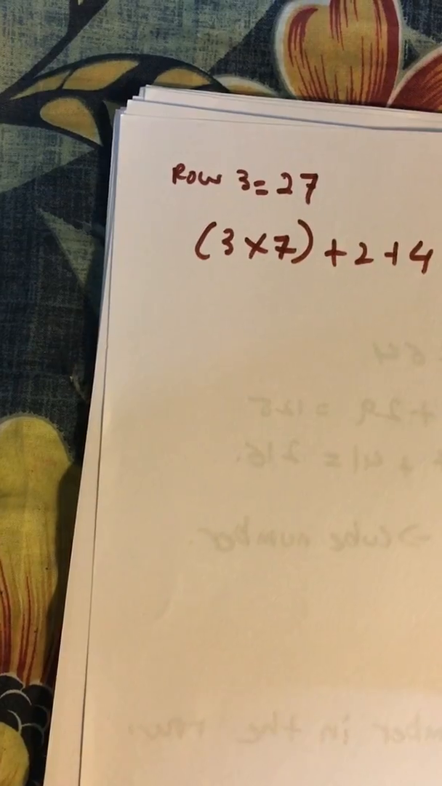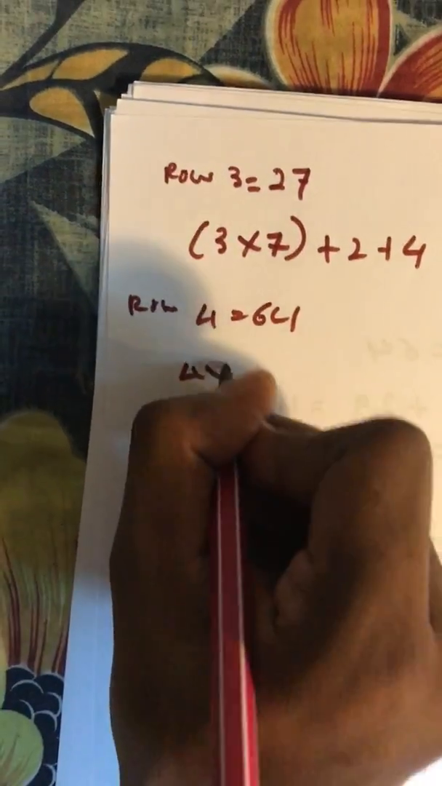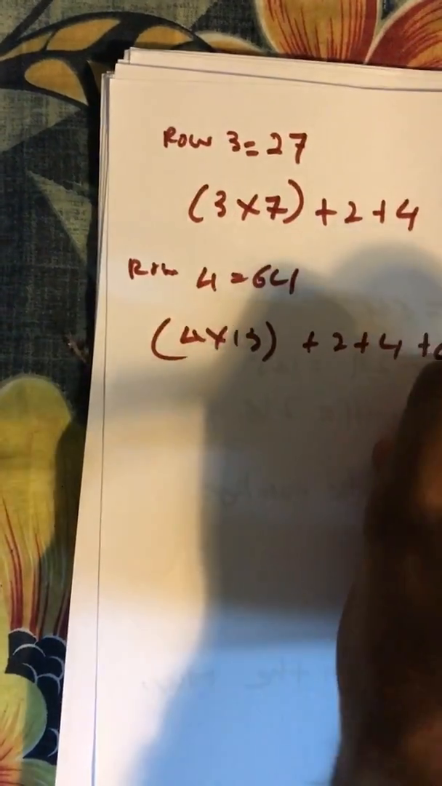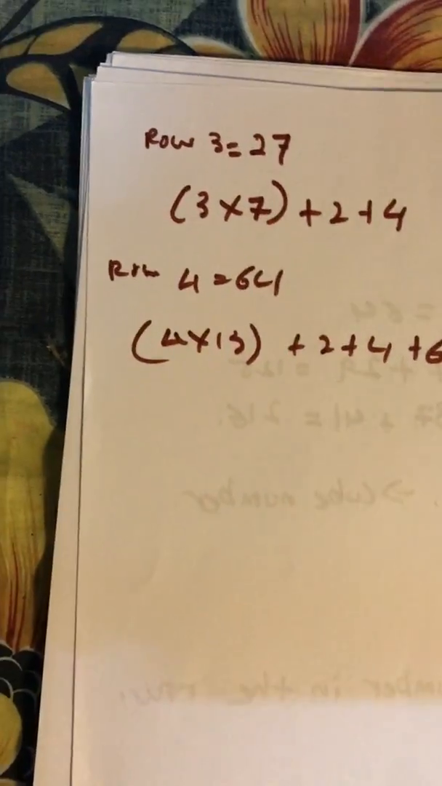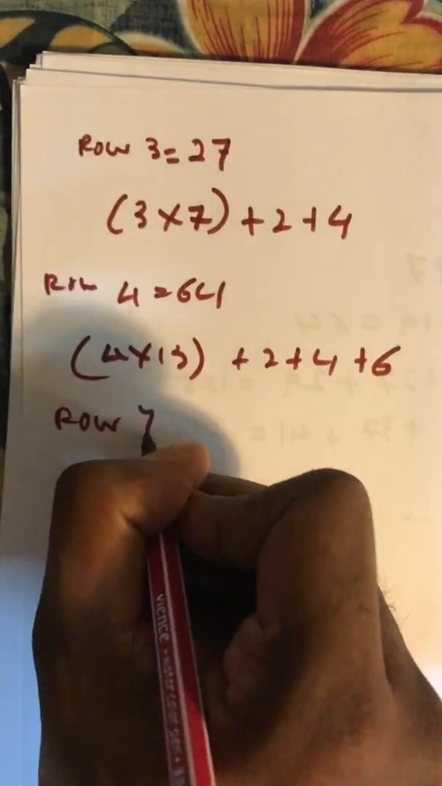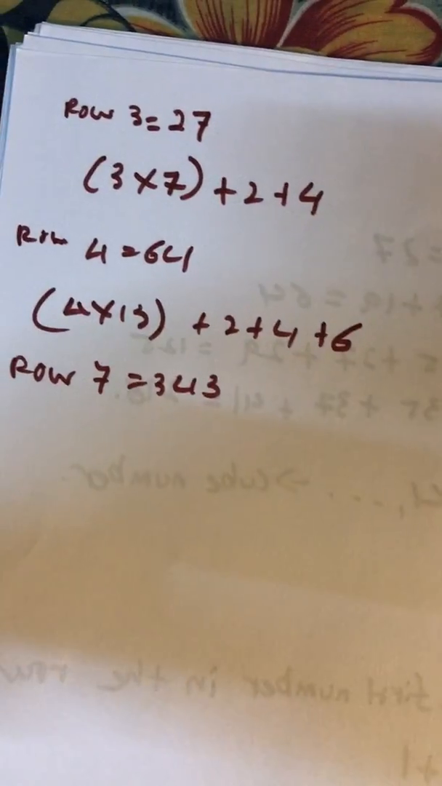They are saying 3 times 7, plus 2 plus 4. And then they say row 4 is also 64, which can be calculated by 4 times 13, and then plus 2 plus 4 plus 6. So if you see, the total number can actually be calculated this way. They show how we can find row 7, which is 343, using the same technique. They want you to use the same technique.